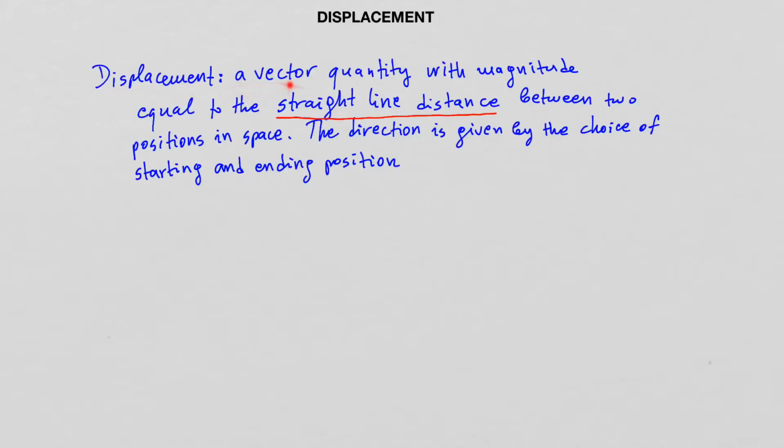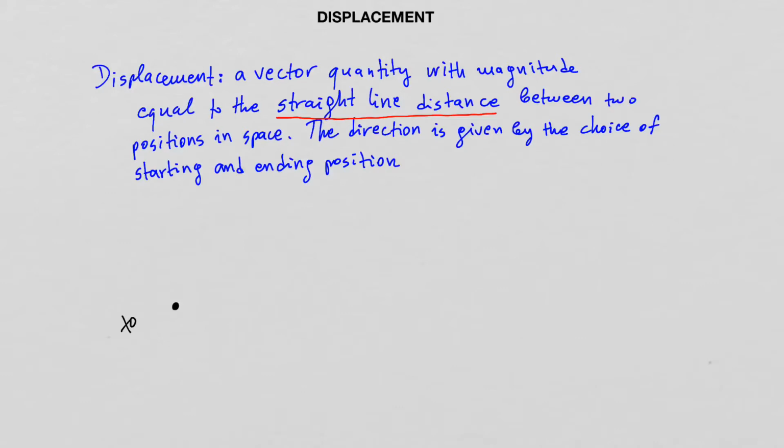Displacement is a vector quantity with magnitude that is equal to the straight line distance, and this is very important, the straight line distance between two points in space. The direction is given by the choice of starting and ending positions. So let's decipher what this definition means. Okay, so consider 2 points in space.